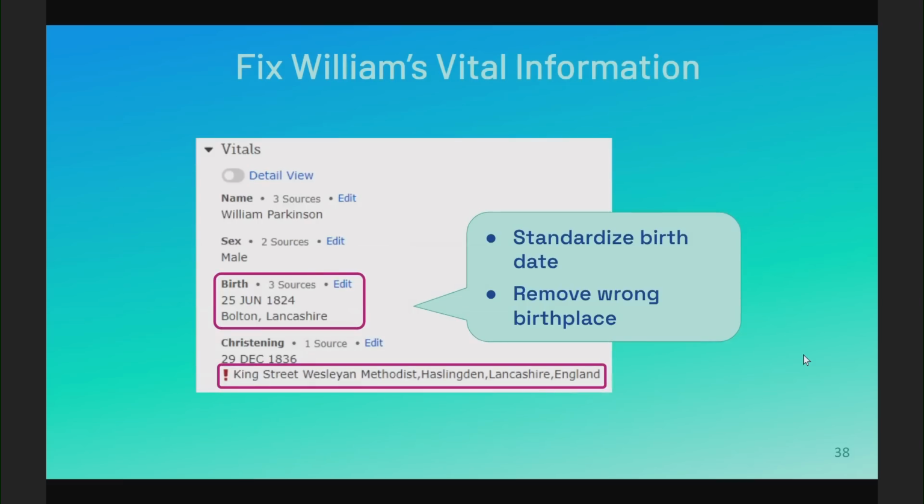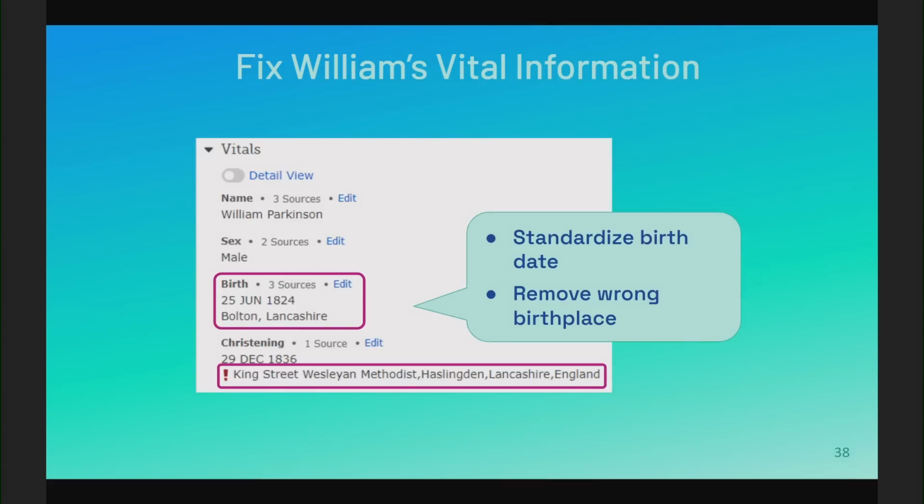So the first thing we're going to do in our little example here is clean up William's vital information. We want to standardize the birthplace, or birth date, but look what we see as his birthplace. It lists Bolton, but we know he's not part of the Bolton family. So what's up with that?